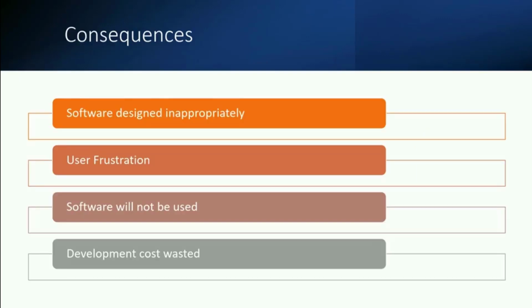So let's look at the consequences of not adhering to all these factors and not involving the end user. Because the end user knows what they want from the software more than anyone else. More than the designer, the programmer, anyone, because the end user will be the one using the software in the end, utilizing it. So when you don't involve the end user, the software may be designed inappropriately, which will obviously cause user frustration, and therefore the software will not be used, which is a waste of the development cost.